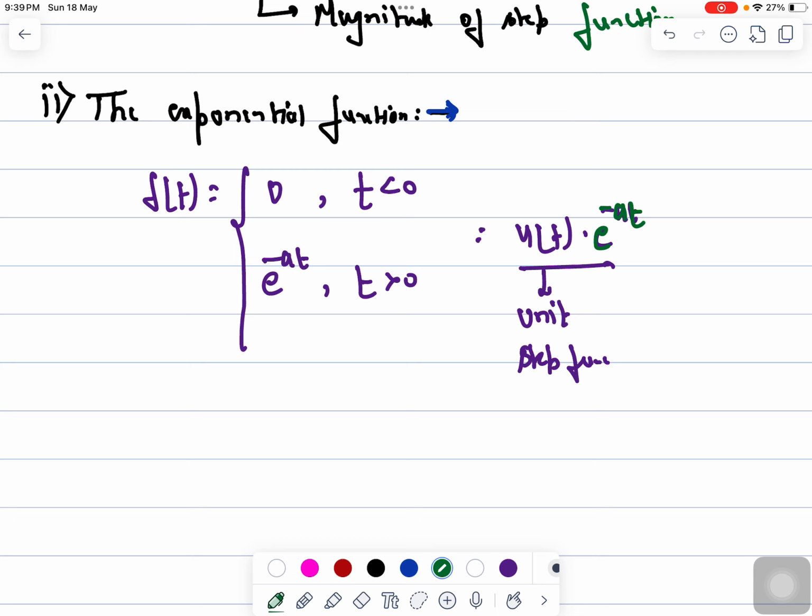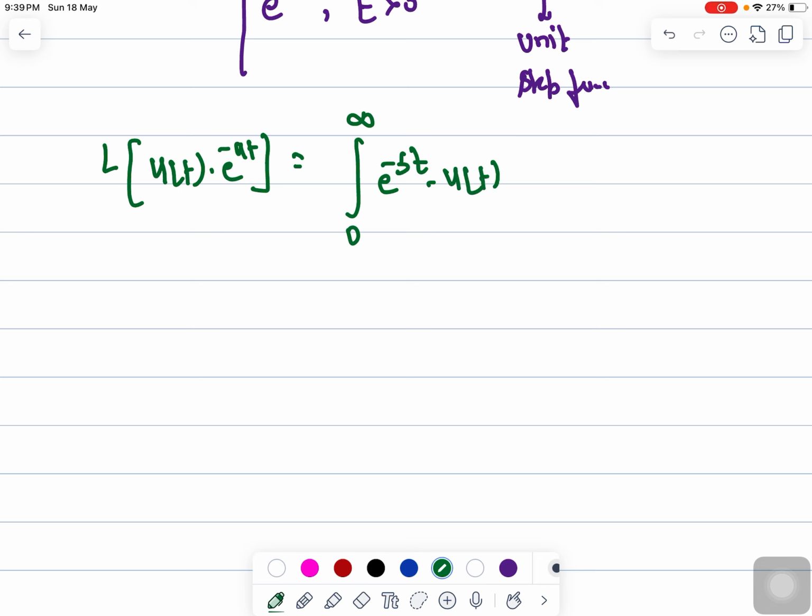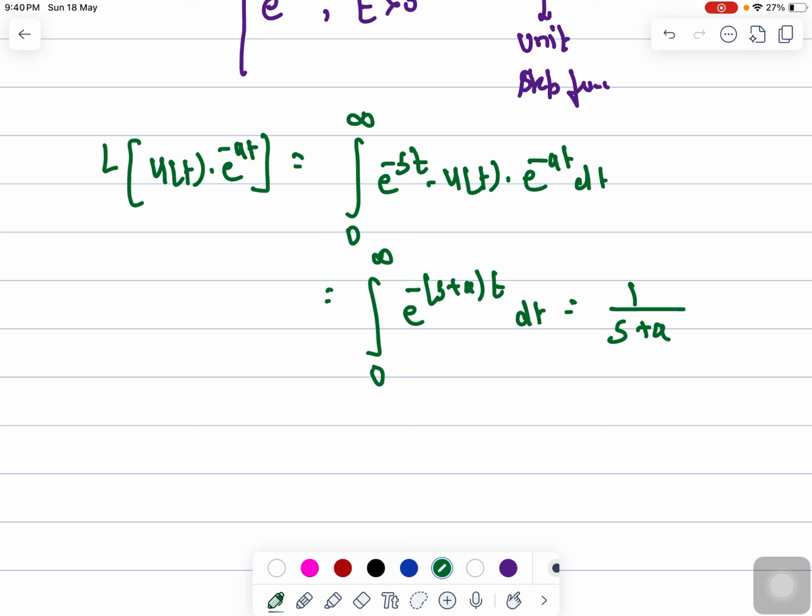Is that clear? So let's say I am talking about the Laplace transform of u(t) into e to the power minus at. Again, it can be solved using the fundamental equation: the integral of e to the power minus st into u(t) into e to the power minus at dt. Since u(t) is 1, it can be written directly as the integral from 0 to infinity of e to the power minus (s plus a)t dt. So that can be written as 1 upon s plus a, right?